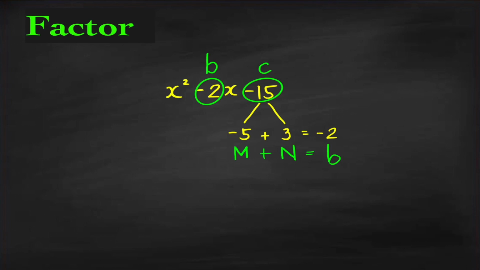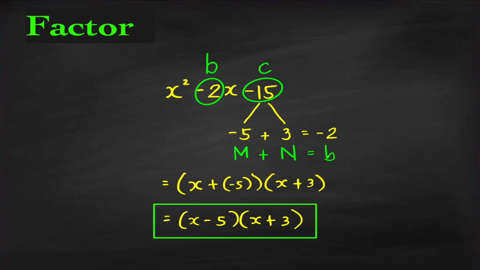So therefore, we can factor this expression into this one. So x plus m, so that is negative 5, and then x plus n, so that is x plus a 3. And it's better to simplify the factors, so x plus negative 5 can be written as x minus 5. So the correct factorization of this one is x minus 5 times x plus 3.